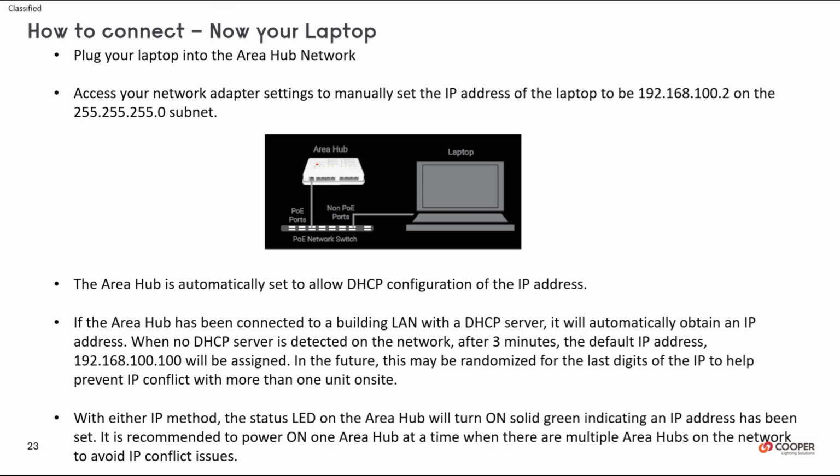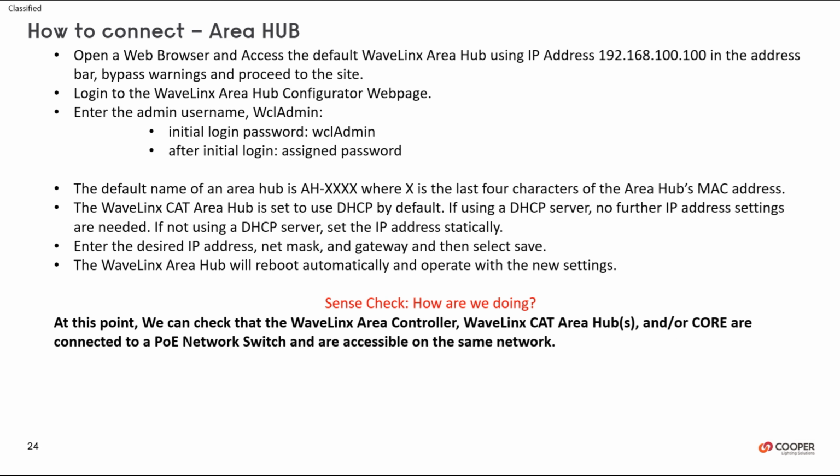It is recommended to power on one Area Hub at a time when there are multiple Area Hubs on the network to avoid IP conflict issues. Now log into the Area Hub using either the default IP address or the DHCP address. The Area Hub name will be identified by the last 4 digits of the Area Hub's MAC address.